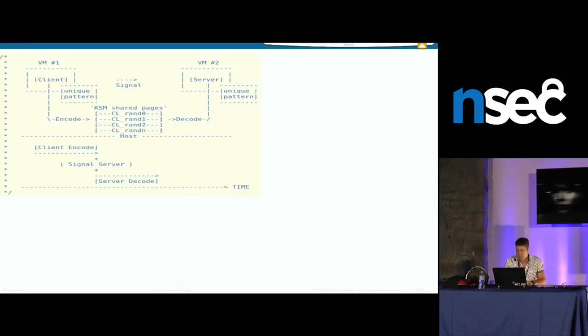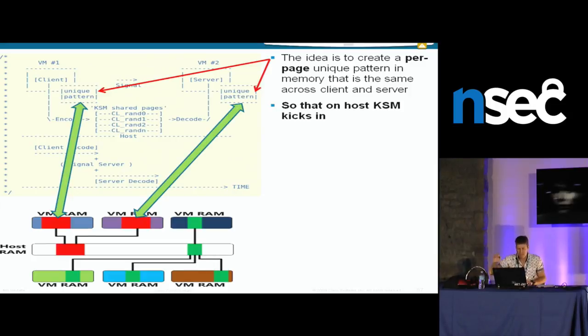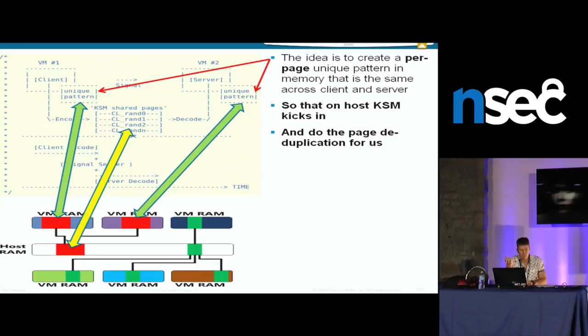All right, now going back to our test program. Remember, now I have to find shared cache lines across two different VMs, so I'm thinking about KSM. What I decided to do here is that the client and the server each create in memory a per-page unique pattern that is the same across the client and the server. The idea is that after some time, KSM takes some time before it kicks in to do the merging, KSM will detect those pages and see that those pages are the same. KSM will kick in and do the page deduplication for us. So at the end of it, those pages are going to point to the same physical address on the host, and so the cache lines are shared.